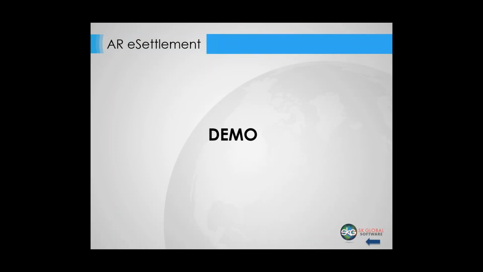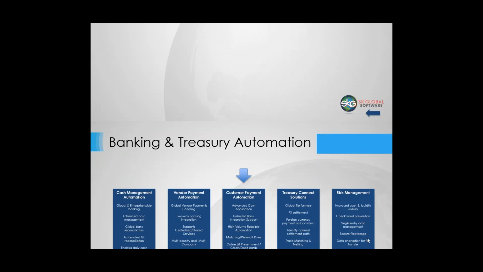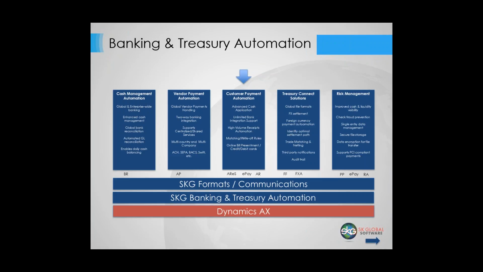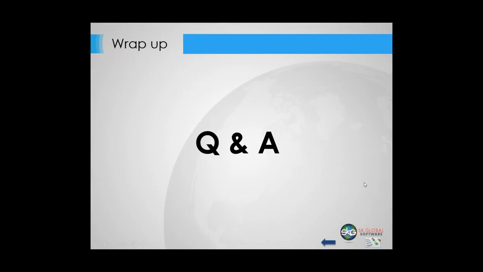the AR settlement area. I think with that, let's go back, and I'll turn it back over to, if I can get my mouse to come over here. So again, just as a highlight, we've covered this pillar here. We covered one area of customer payment automation called Advanced Cash Application. Many other things to cover. Again, I think Jonas will walk us through the next section, and I think it's time for some Q&A.